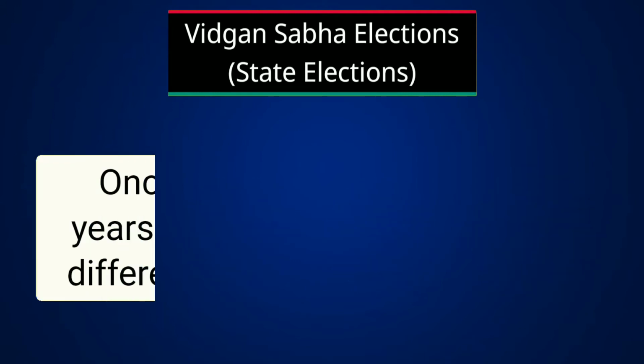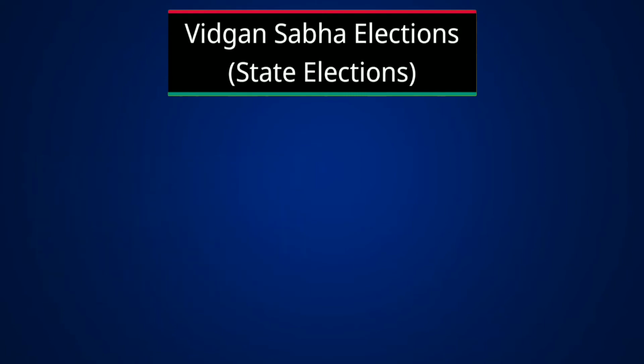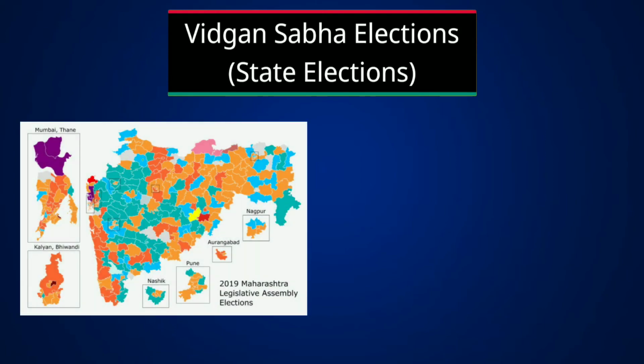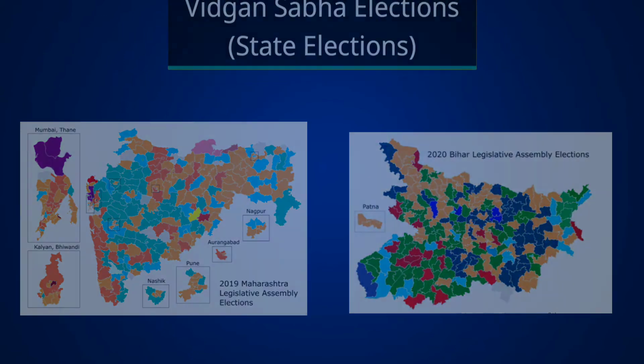The state elections also happen once in every 5 years, same as the Lok Sabha elections, but elections of different states happen at a different time. For example, the Maharashtra elections happened in 2019 and the Bihar elections took place recently in November 2020.